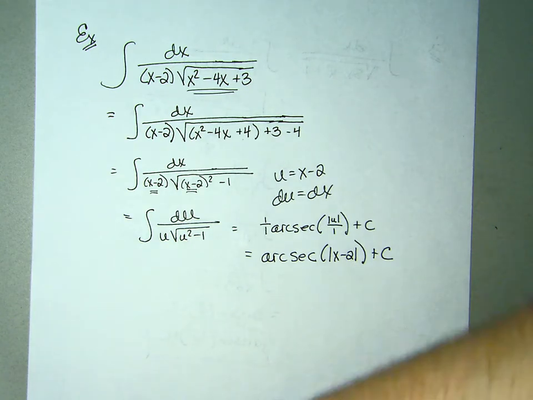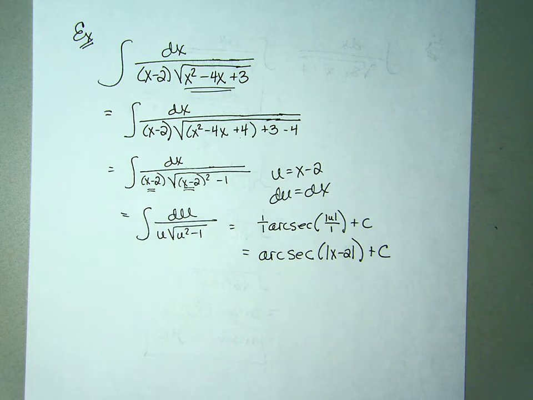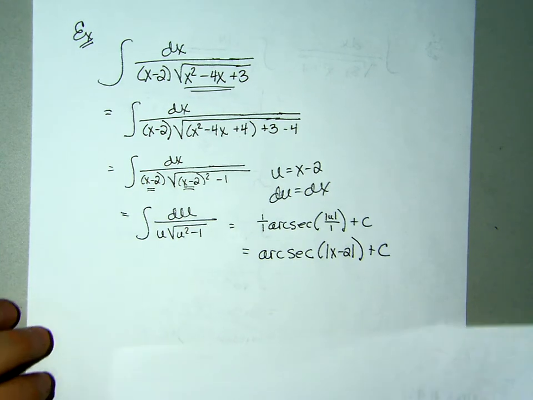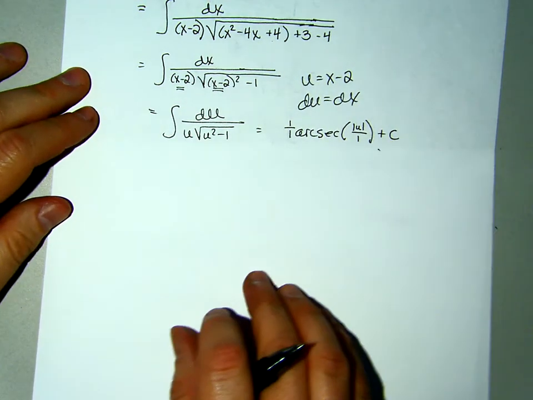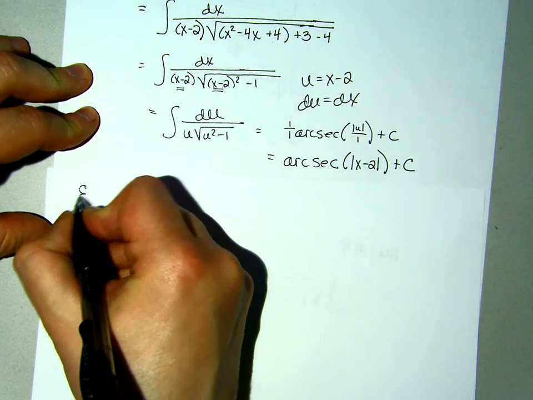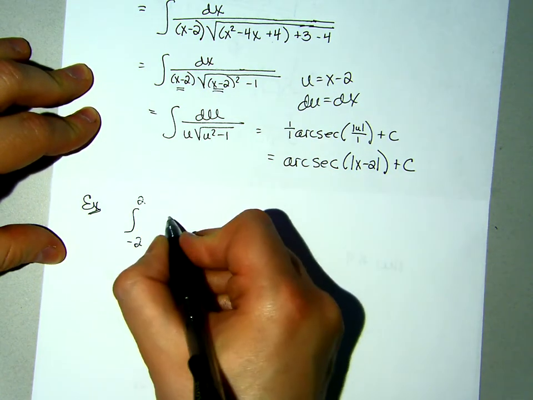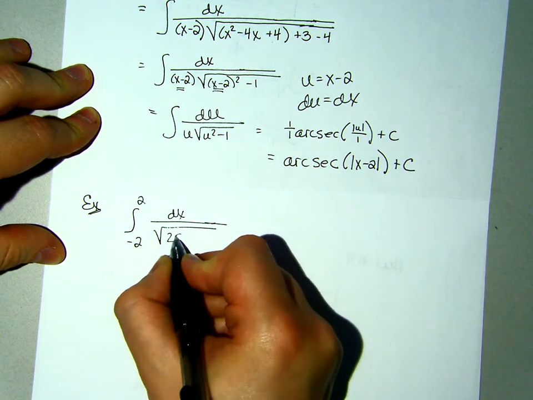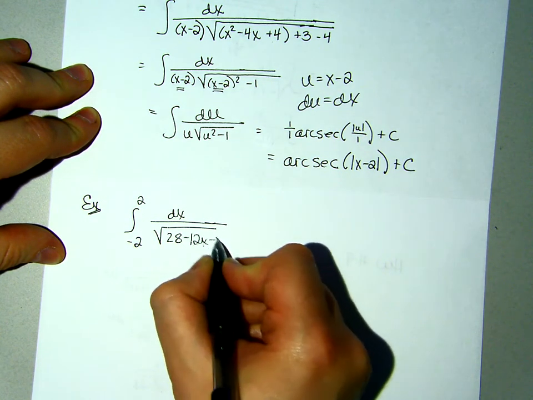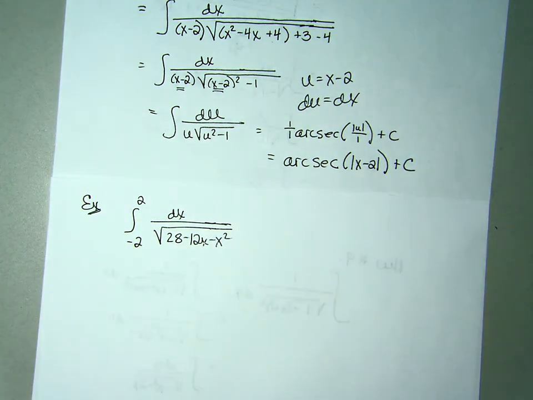Let me find another sheet. So we are going to take a look. Move this up a little bit. Put this over here. We're going to take a look at the integral from -2 to 2 of dx over the square root of 28 minus 12x minus x squared. What I would like you to do is ignore the fact that it's a definite integral. We'll deal with that later.